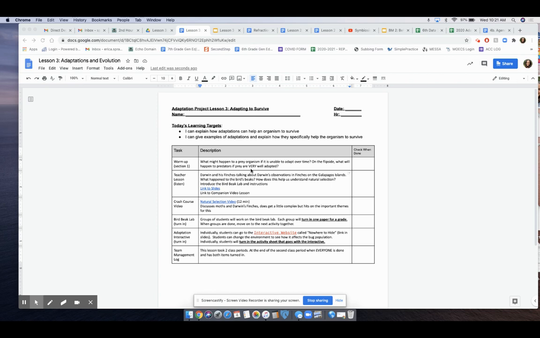And today we are collecting the worksheet from lesson 2, which is the predator-prey worksheet and the symbiosis on the other side.